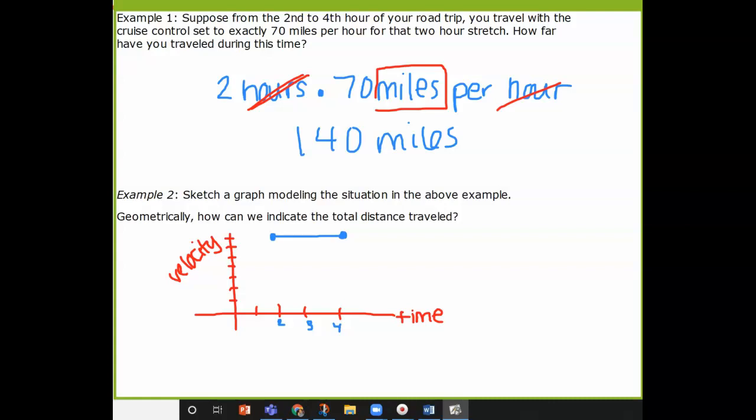And then if you think about this, what we are doing is finding the space below, which is represented by a rectangle, and the area of a rectangle is the base times the height. In this case, base is 2, height is 70, once again leading to 140 miles.